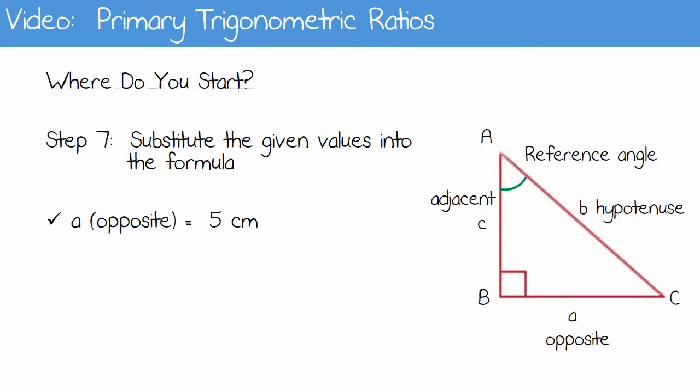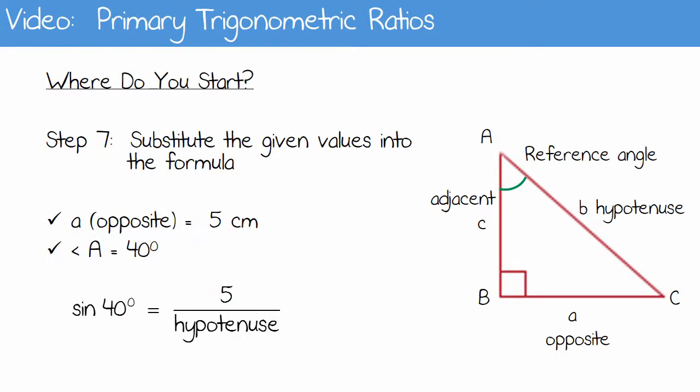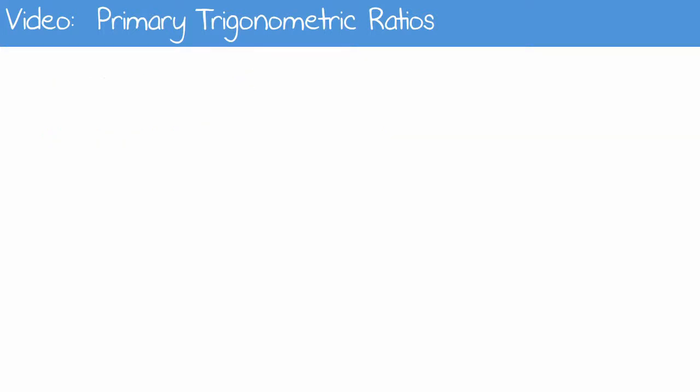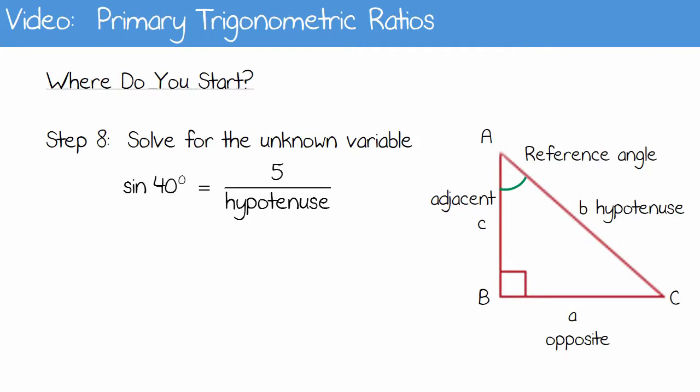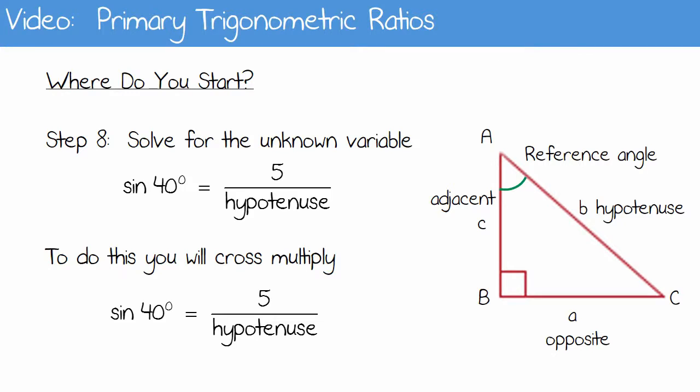Now that we know the formula to use, we substitute the given values into the formula. Opposite is 5, angle A is 40, so sine 40 degrees is equal to 5 over the hypotenuse. And now we use our calculators to solve, but first we must cross multiply to get sine 40 degrees equals 5 divided by the hypotenuse.